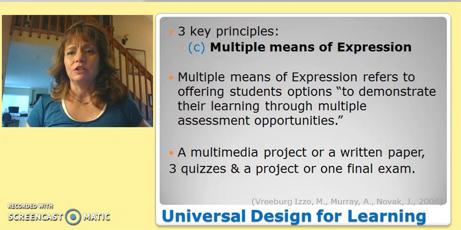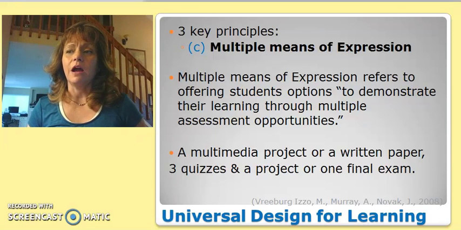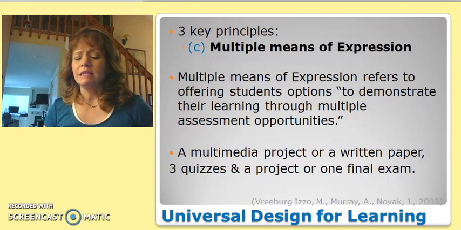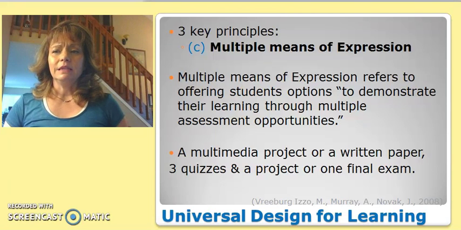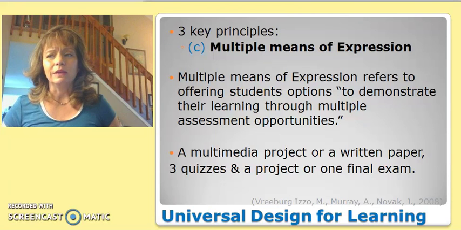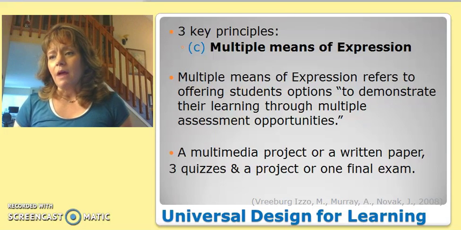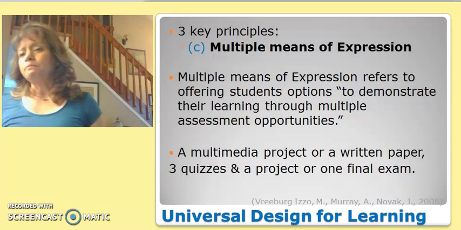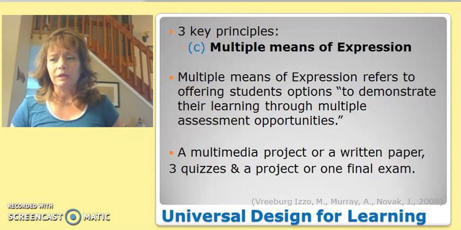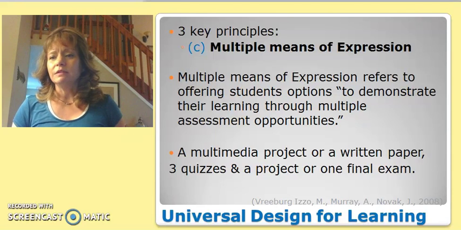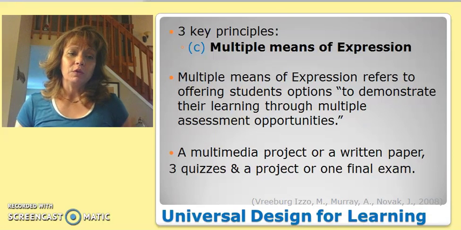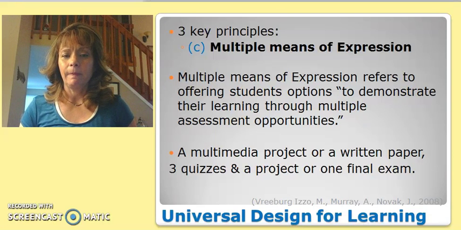Multiple means of expression refers to offering students options to demonstrate their learning through several assessment possibilities. This allows students a chance to play toward their strengths and their interests. Options may include a multimedia project or a written paper. Alternatively, students might submit an idea of their own creation for approval.